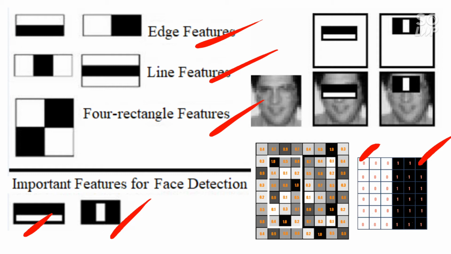This would be a hectic operation even for a high performance machine. To tackle this problem, they introduced another concept known as the integral image.